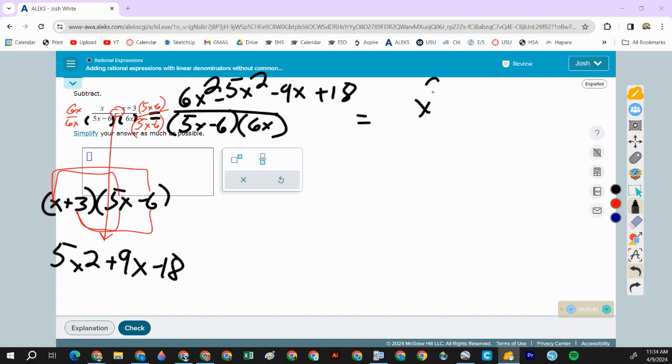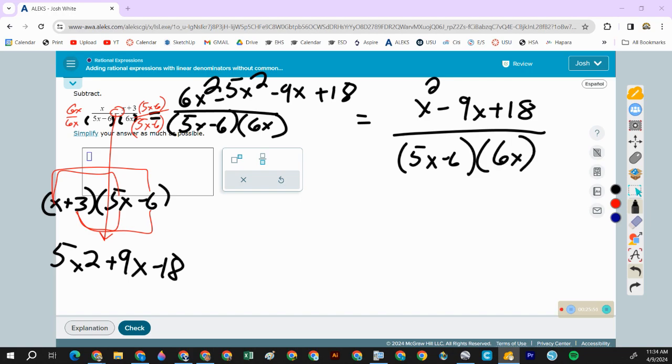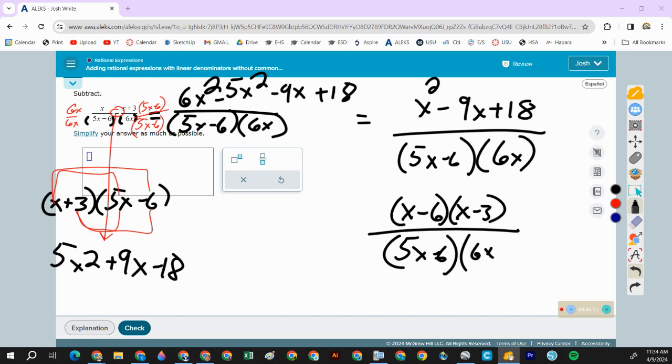So that gives me x squared minus 9x plus 18 over 5x minus 6 and 6x. Does the top factor two numbers that multiply to be 18 that add to be negative 9? That would be x minus 6 and x minus 3 over 5x minus 6 and 6x. And then nothing simplifies.